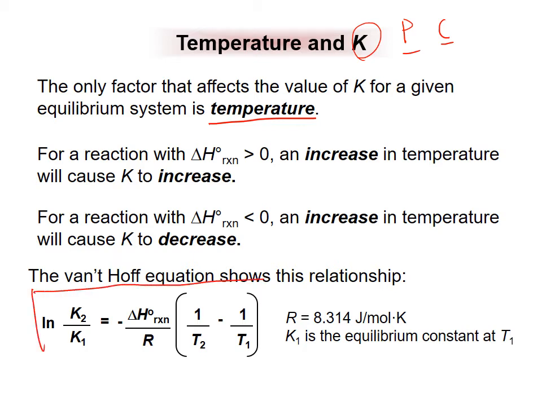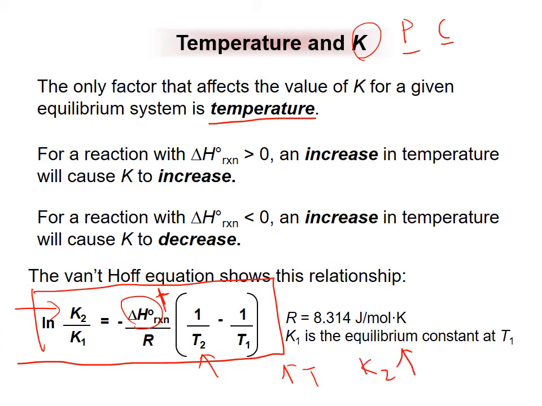Temperature and equilibrium constant are described by this equation called the Van't Hoff equation. This tells you how K changes when temperature changes. Using this equation, you can see that if delta H is positive, increasing temperature increases K. So K2 will increase. If T2 is greater than T1, then K2 is greater than K1, for an endothermic reaction.